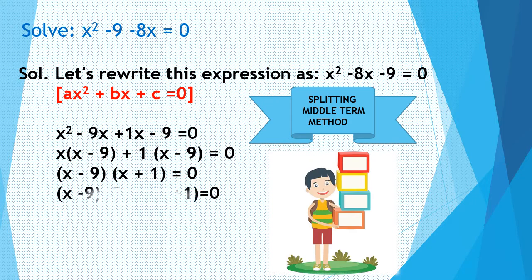After solving we will get x minus 9 into x plus 1 is equal to 0. Now you are going to equate these factors with 0. We'll get the value of x as 9 or minus 1. So these are the two roots of this quadratic equation. I hope this factorization method is clear to you.